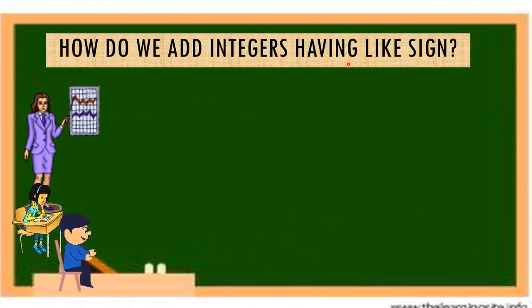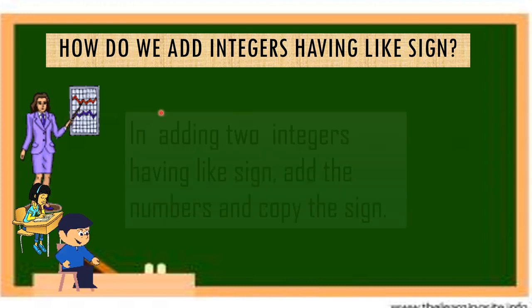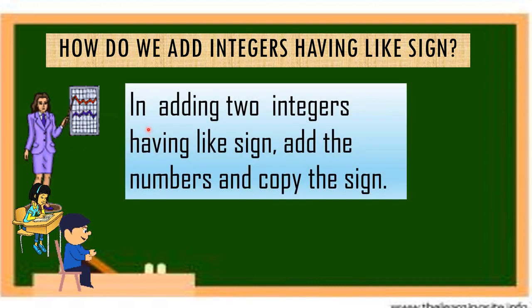So how do we add integers having like sign? What have you noticed in our previous examples? So we have, in adding two integers having like sign, just add the numbers and copy the sign.